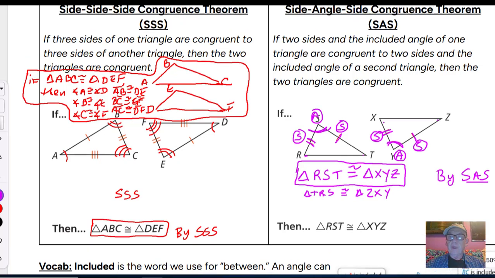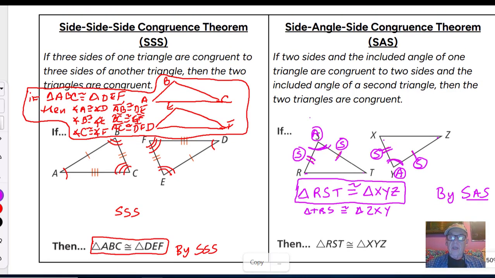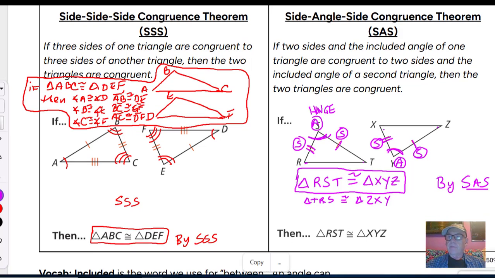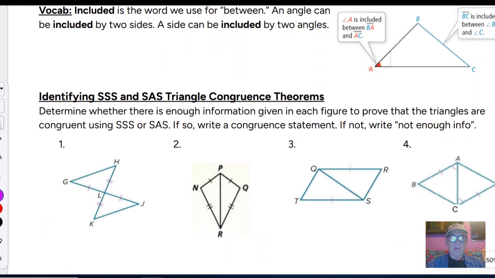So this word included in the vocabulary means it's like a hinge between the 2 sides. That's the included side. So 2 sides and the included angle is what makes up the SAS pattern. Just because there's 2 S's and an A in a relationship doesn't actually mean that there's an SAS pattern. It has to be the 2 sides and the included angle. For SSS, all 3 sides need to match between 2 triangles. And again, the order that we name it in matters.